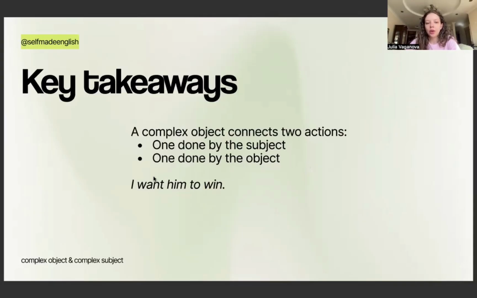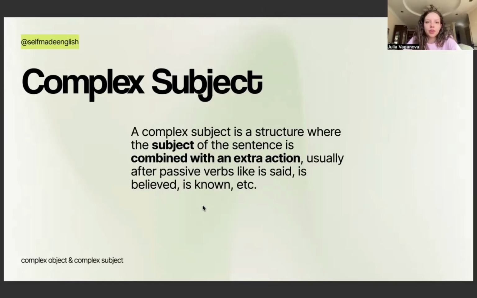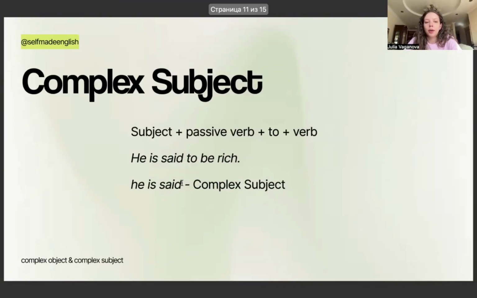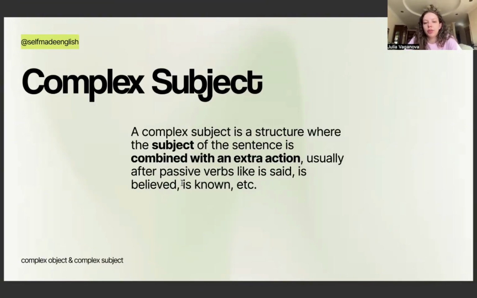So I want him to win. To win is some additional information about him. Right now, something that is not very common while studying grammar in schools and universities, because this is, I would say, pretty advanced grammar, which is complex subject. Complex subject is a structure where the subject of the sentence is combined with an extra action, right? So here we had some extra and additional information about the object. Here we're going to have some additional extra information about the subject itself.